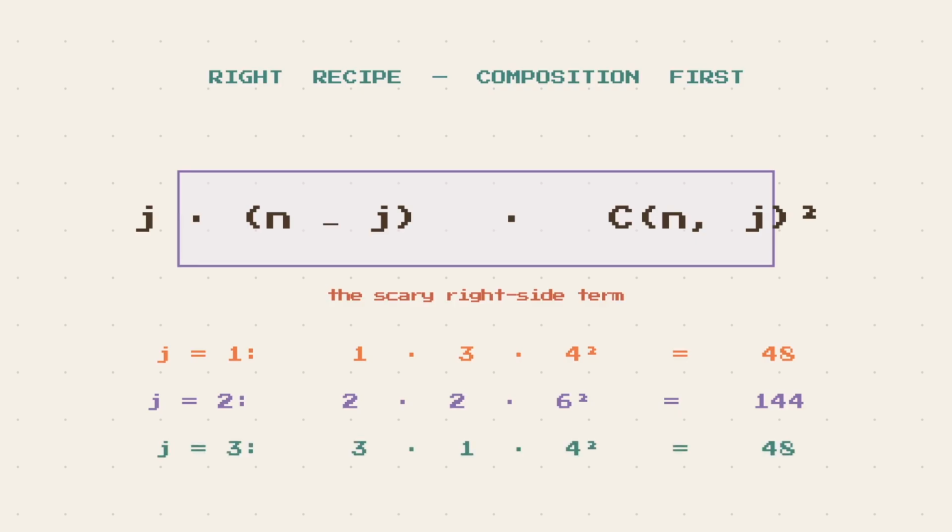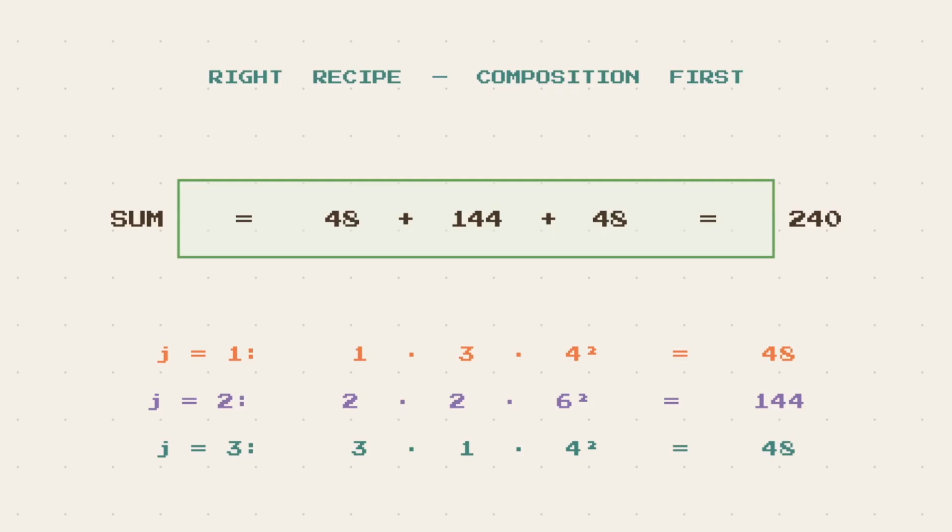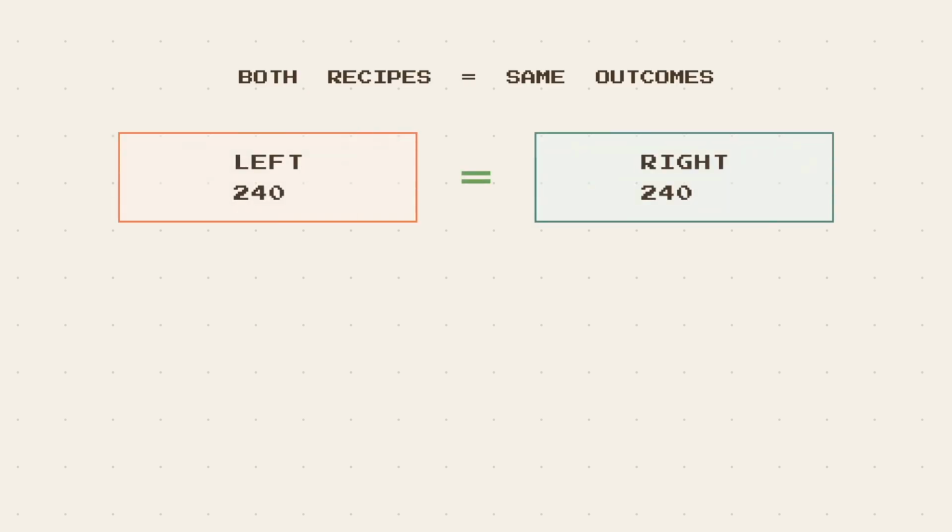J equals 2, 144. J equals 3, 48. And that in total gives you 240, right? If you sum them together. So both recipes count the same 240 outcomes, right? Just in two different orders.